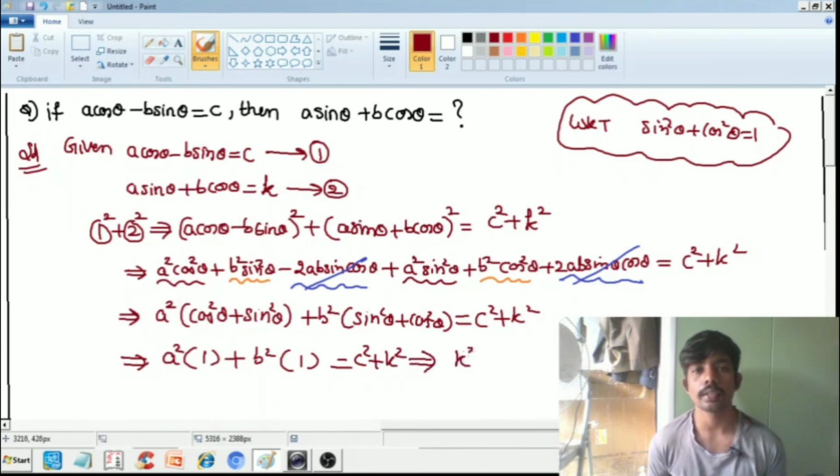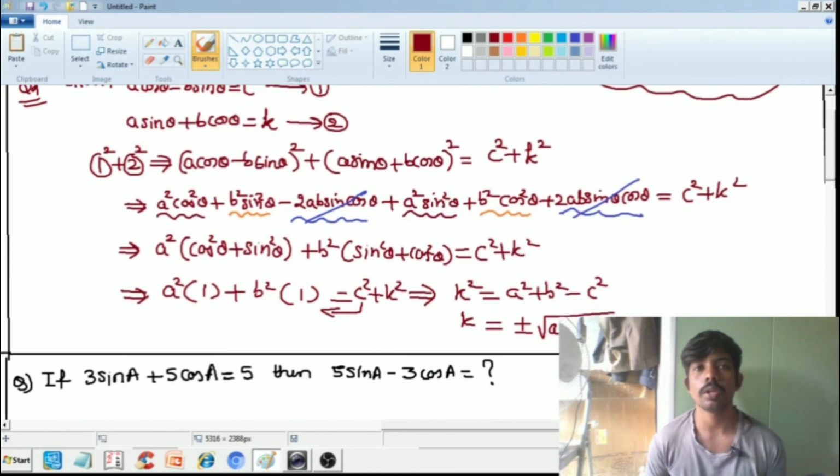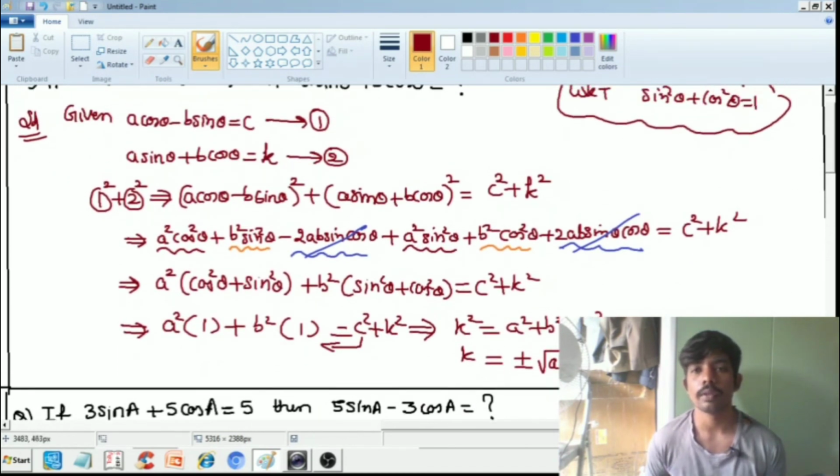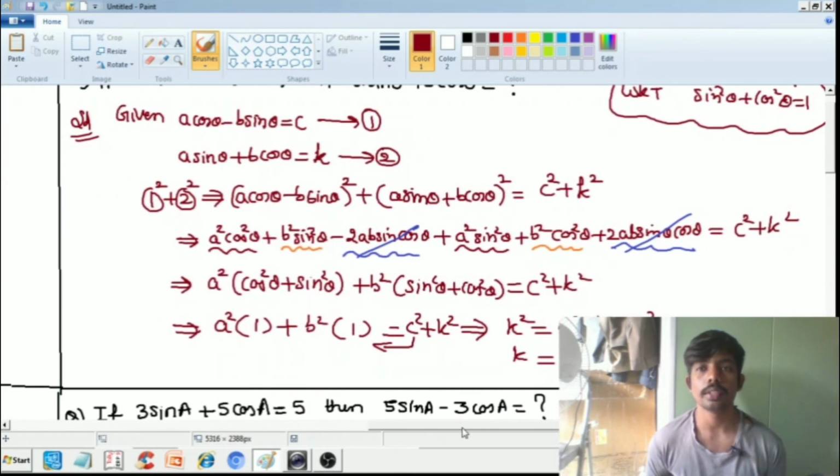From here we can write k square is equal to, bring this c square to the left hand side, a square plus b square minus c square. From here k is equal to plus or minus root over a square plus b square minus c square. Therefore, what we assumed as k: A sin theta plus B cos theta is equal to plus or minus root over a square plus b square minus c square. That's all. This is the solution. Next question.